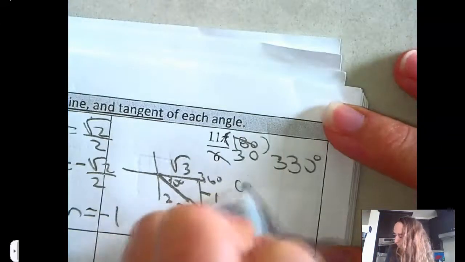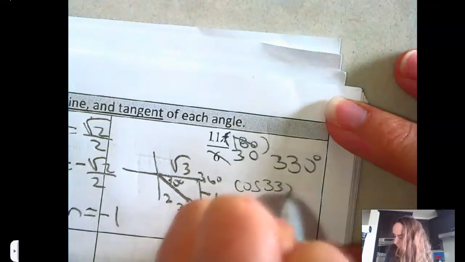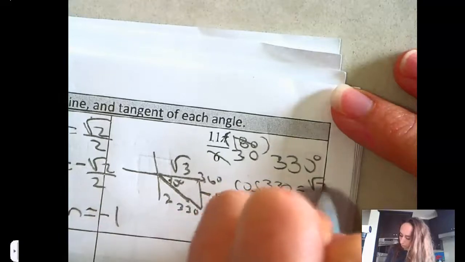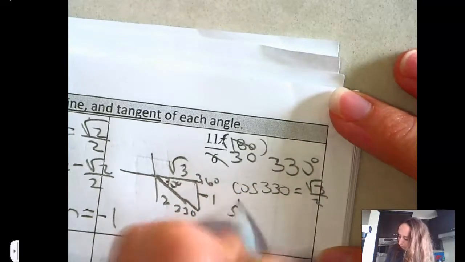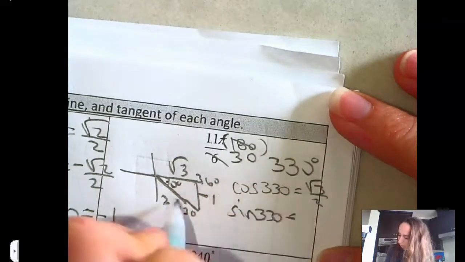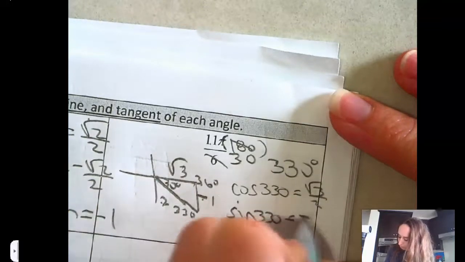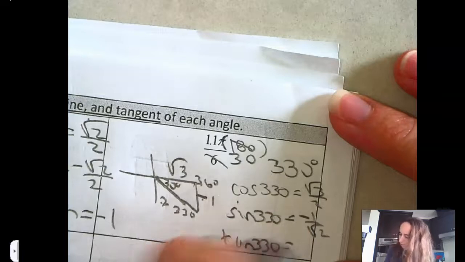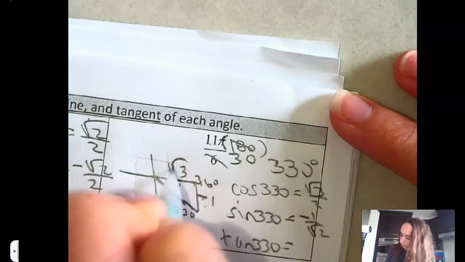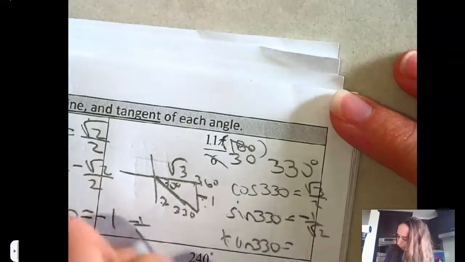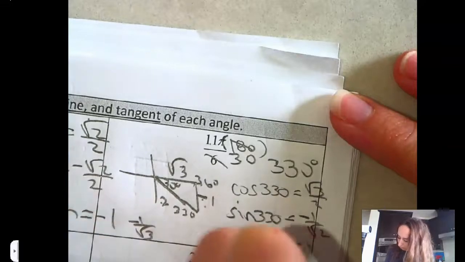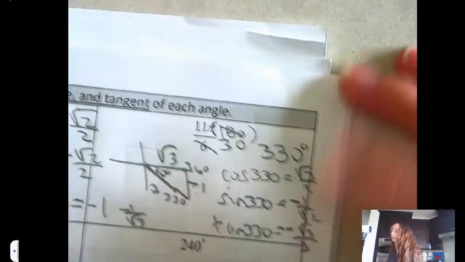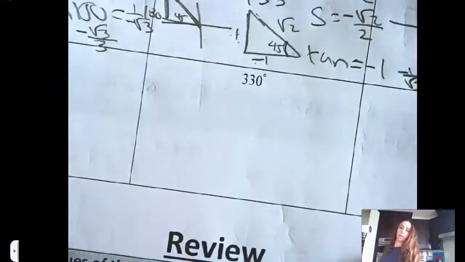So I'm going to do the cosine of 330 degrees equals adjacent over hypotenuse. Sine of 330 equals opposite over hypotenuse. And tan of 330 equals opposite over adjacent. Negative 1 over rad 3 is negative rad 3 over 3. Okay, this has got to be second nature. Let's try the next one.